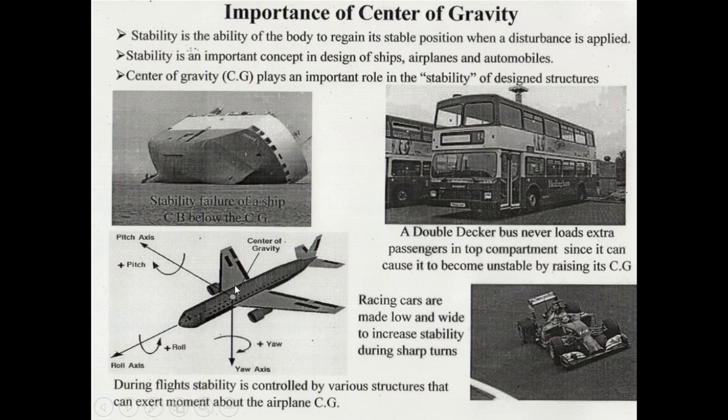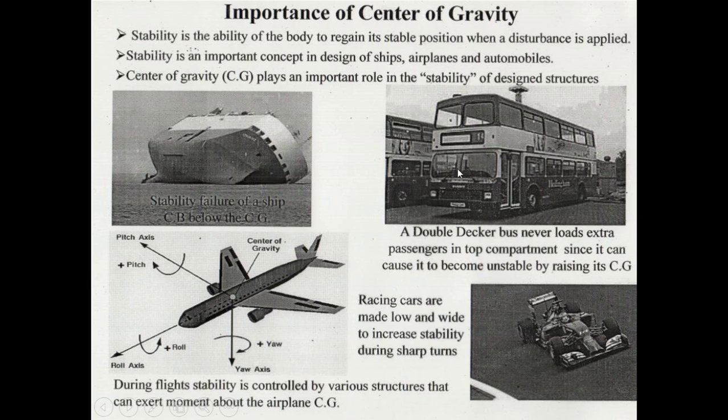Similarly, if you see here in this figure, during the flight of the aircraft, in order to maintain the stability of the flight, there are various aerodynamic surfaces installed in the plane. For example, the ailerons, the rudder, and the flaps, and they all try to exert moment about the center of gravity of the aircraft, and these moments maintain the stability of the flight. So it is again important to know the location of the center of gravity of an aircraft.